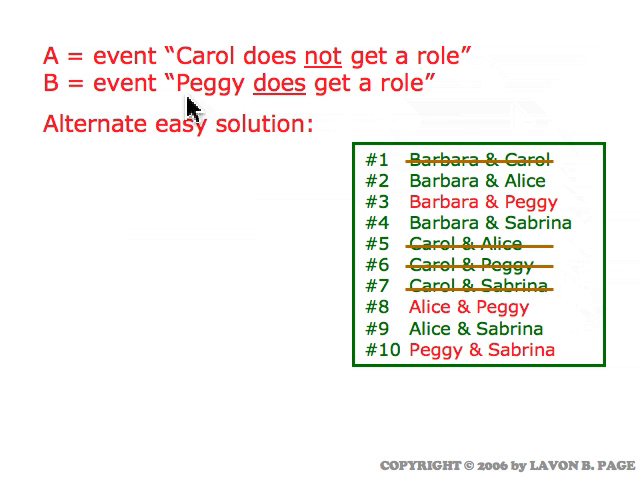From those 6 cases, the cases where Peggy gets a role are the 3 red ones. So the question boils down to, what's the chance that the outcome that we observe is one of those 3 red cases out of the 6 cases that remain once we know that Carol does not get a role? So that's 3 chances in 6, a probability of 3/6, which is exactly what the conditional probability formula just gave us. Now we have confirmed it by looking directly at the outcomes and seeing that that answer is correct.